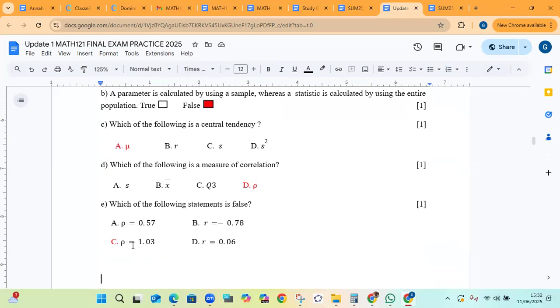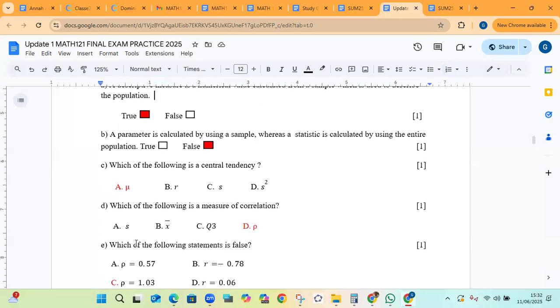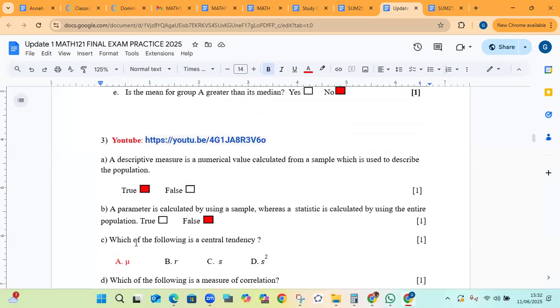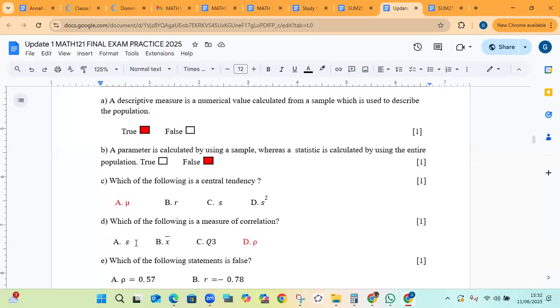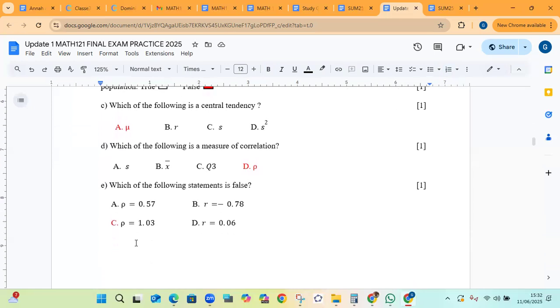Correlation coefficient, that's rho, that's Spearman's, and as Pearson's, they are both correlation coefficient. Either one cannot be more than 1. So that is why this is false. You cannot have a correlation coefficient 1.03. The scale is between -1 and 1. All of this is explained in the video. Okay, so the video have visual as well as audio, and the audio have more explanations again. All right.